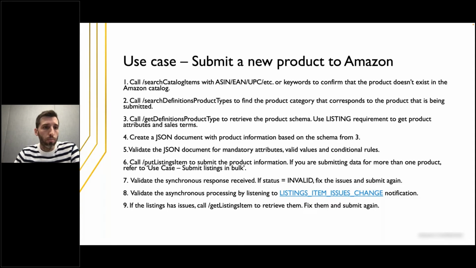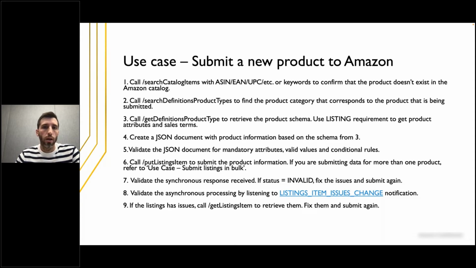This API request will return a synchronous response to you with some information that will let you know whether the submission was valid or not. If there are any issues, like you omitted some mandatory attribute or you didn't use a valid value for one of the attributes, for example, you will get a response saying that the request is invalid, and then you need to fix and submit again.